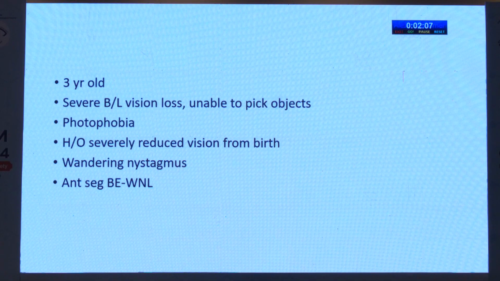So coming to another case. The first case was a 14-year-old boy; this is a 3-year-old boy. His mother is complaining of severe bilateral vision loss right from childhood, intense photophobia, he is unable to pick up objects, and there is wandering nystagmus. So these complaints only say that he has severe visual dysfunction right from the onset, at birth.